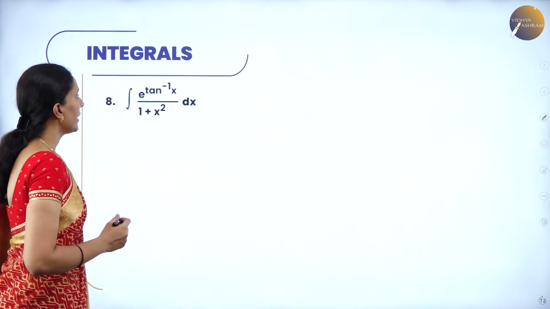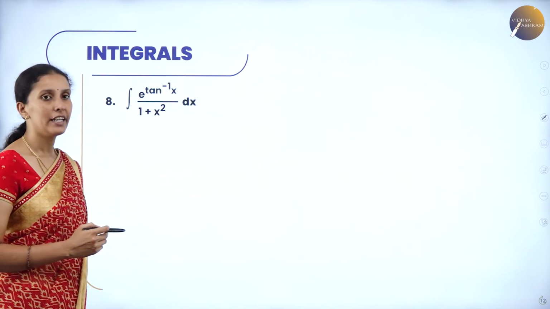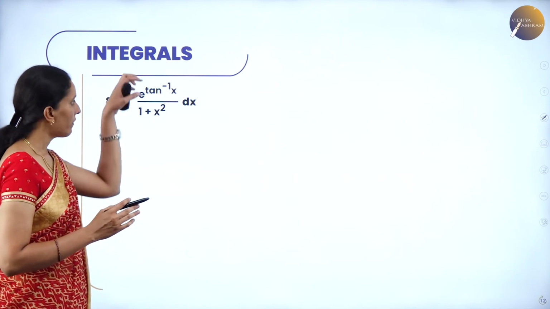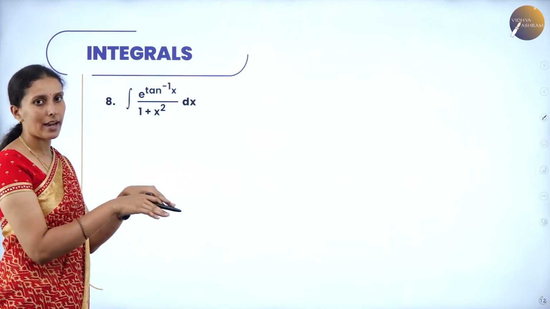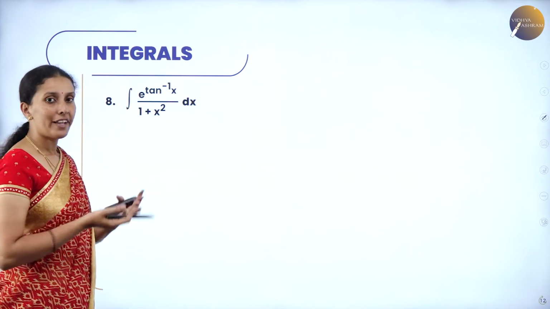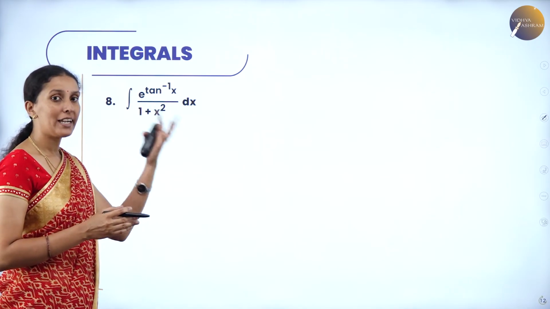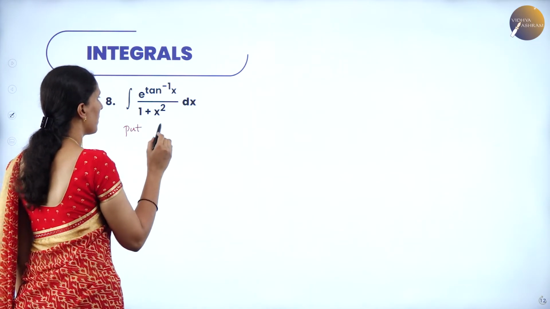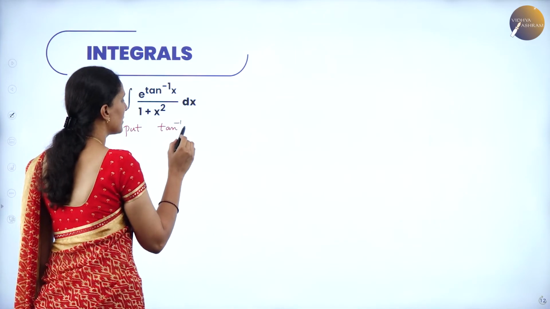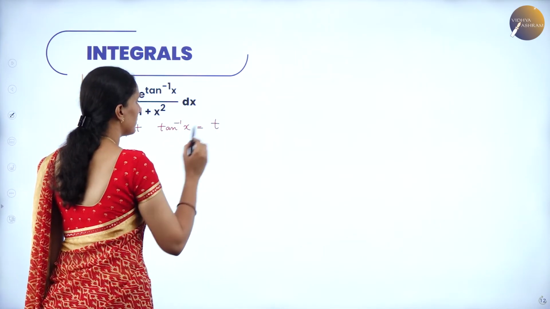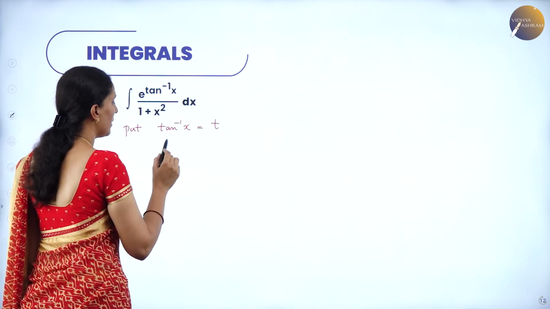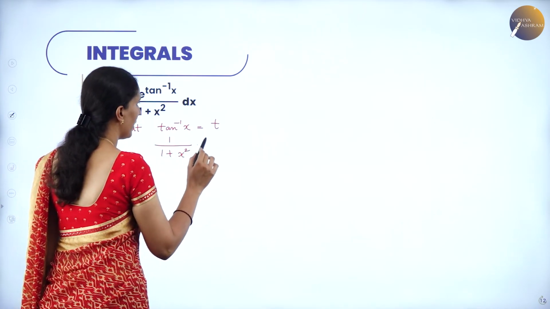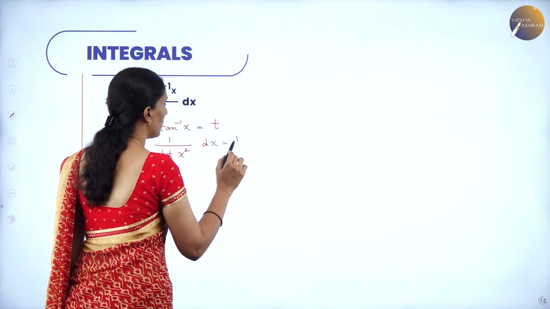Next question. E to the power tan inverse x divided by 1 plus x square. Clearly, the function and its derivative will be inside the integral only. So, we can recognize which function we can take for the substitution. Now, here put tan inverse x as t. Then what is derivative of tan inverse? It is 1 by 1 plus x square into dx is equal to dt.